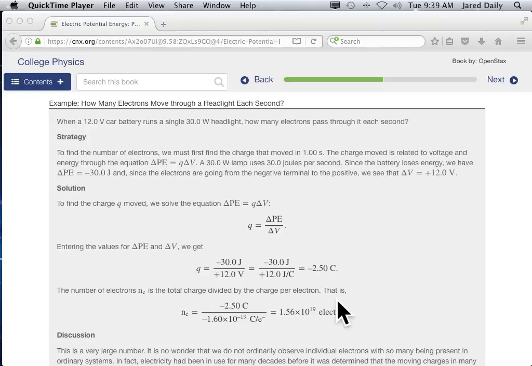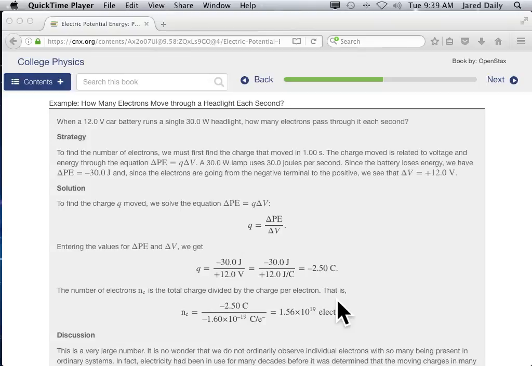How much change in energy are we going to experience if we go through a 30-watt headlight? Well, it's going to be 30 joules every second. There's going to be 30 joules of energy change every second. So that's our 30 joules. We put in 30 joules, we put in our 12 volts, and we get a negative 2.5 coulombs. And that's going to be negative 2.5 coulombs per second.